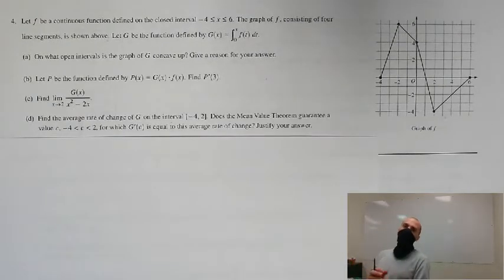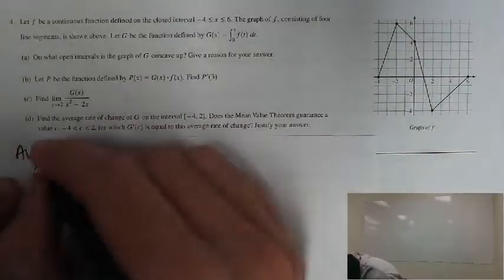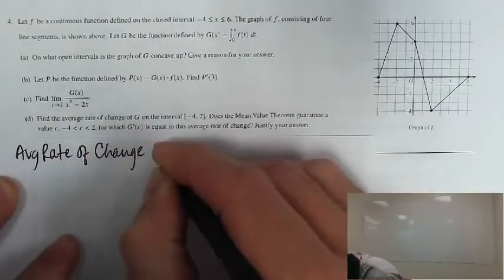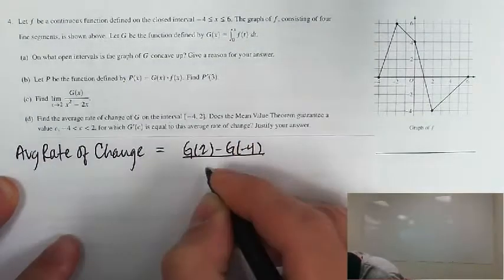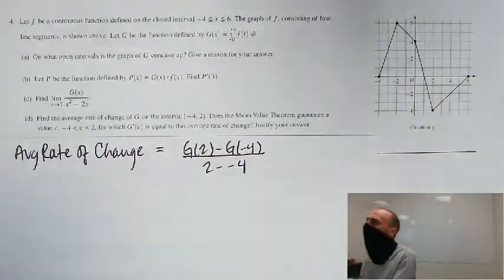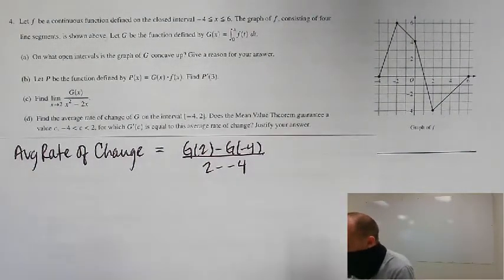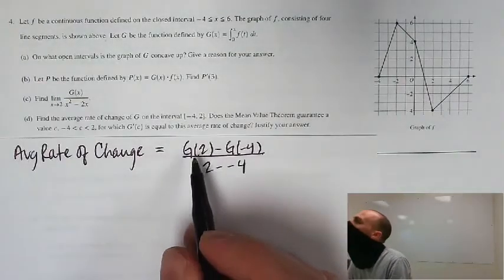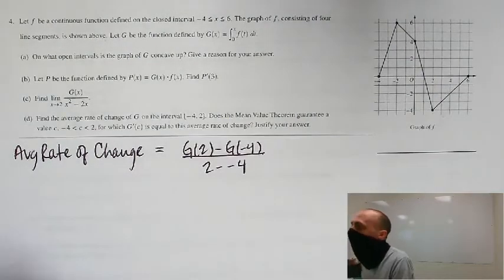Now the last problem we've got is find the average rate of change of g on negative 4 to 2. I'm just going to start by doing that. All right, so average rate of change is going to be g of 2 minus g of negative 4 over 2 minus negative 4. Okay? That's just the definition of average rate of change. It's rise over run. So I need to figure out what is g of 2, I've already done that, I think. Yeah, I did that when I was doing the limit problem. That's 0. G of negative 4, not really sure what that's going to be, but I can figure it out.